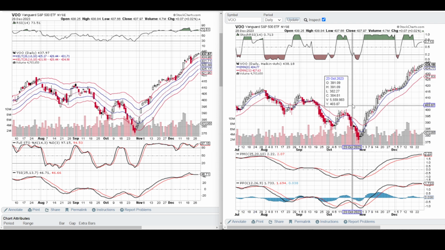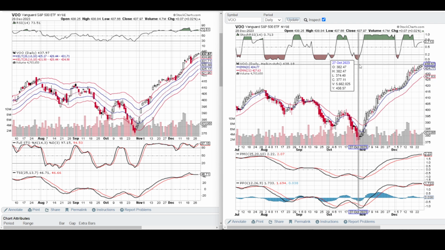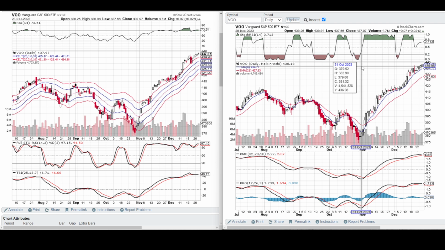Let's take a look at the chart on the right. On October 27th, right here, you can see how the RSI started going up from the red. On the 27th, 30th, it was definitely going upward, and then it was into the green by November 1st.